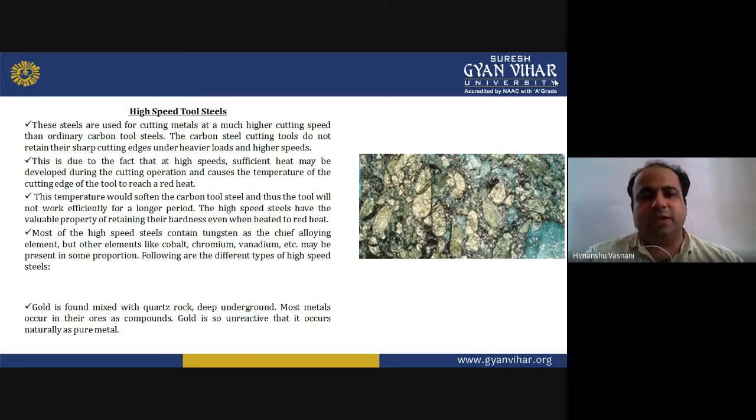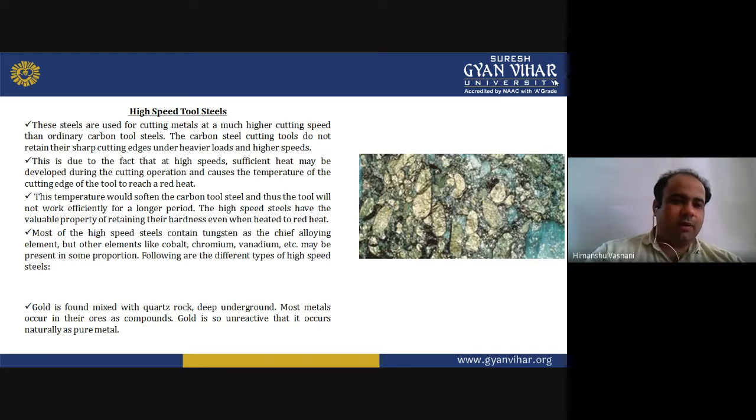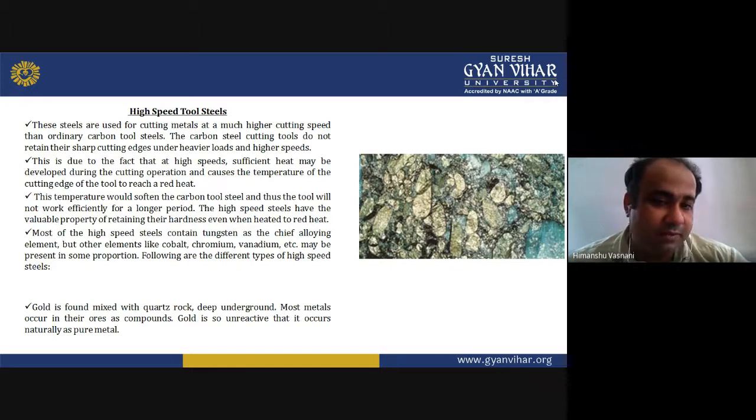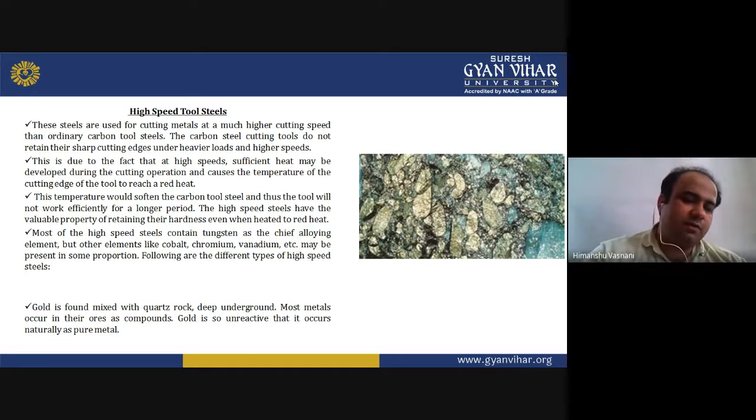Now the high speed steels have the valuable property of retaining their hardness even when heated to red heat. Now they're talking about high speed steels. Most of the high speed steels contain tungsten as the chief alloying element, and other elements like cobalt, chromium, vanadium, etc. may be present in some proportion. So I'll discuss with you some different types of high speed steels in the coming slides.